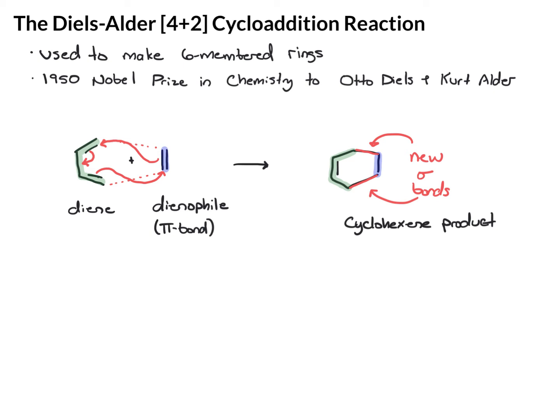Let's look a little bit at the terminology. So the title of this is a 4+2 cycloaddition. So what does that mean? Four plus 2 means that we have 4 atoms joining 2 atoms. The 4 atoms come from the diene, the 2 atoms come from the dienophile. This is referred to as a cycloaddition reaction.